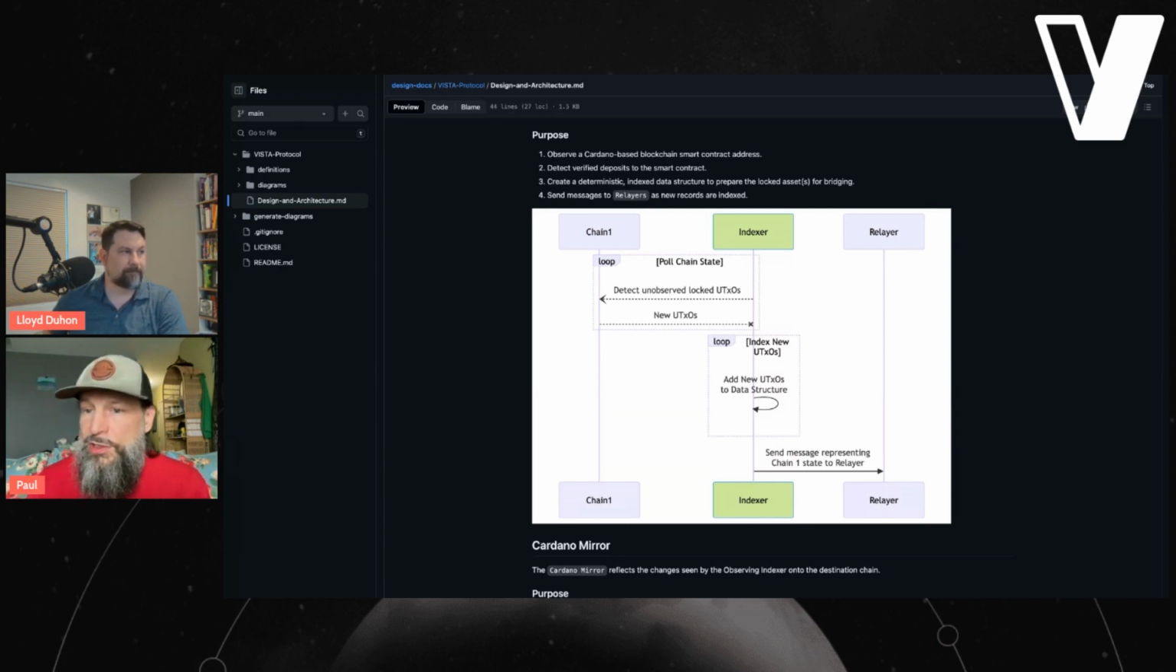Now we've intentionally left this portion of it generalized, because presumably there will be differing data structures that will work best depending on the consensus mechanisms that you're looking to tie together. Excellent. So when that data structure is built, you're ready to send that latest addition to the data structure as a message over to the relayer.